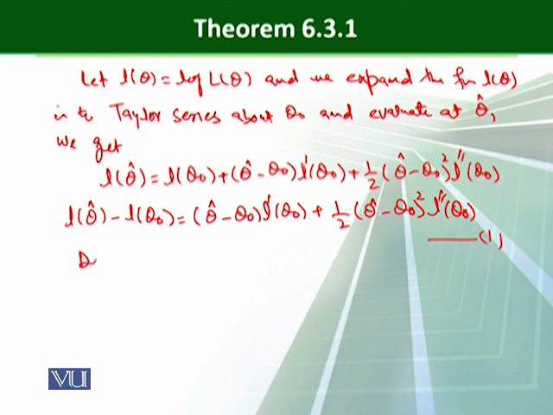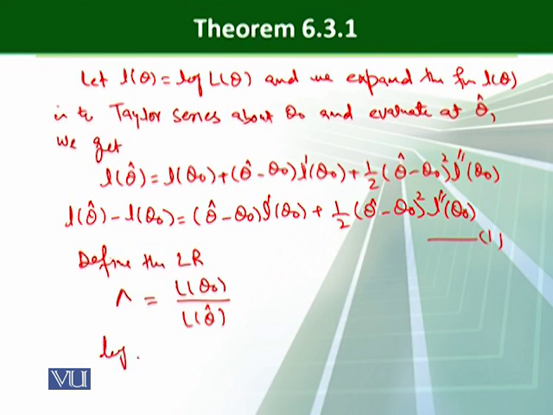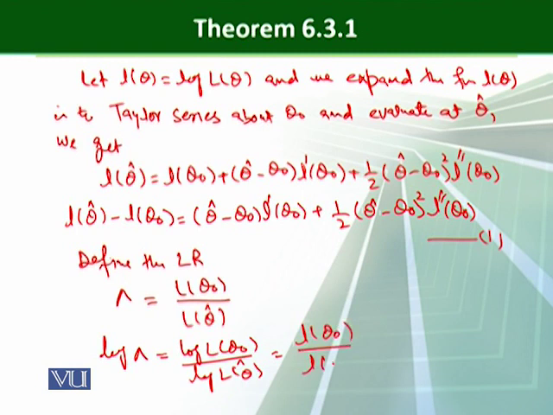Now define the likelihood ratio, which we represent by capital delta, that is L of theta naught over L of theta hat, based on the full parameter space. Or we can further write it by taking log on both sides, so that is actually log of capital delta, which is the log of this, that is small l of theta naught minus small l of theta hat.